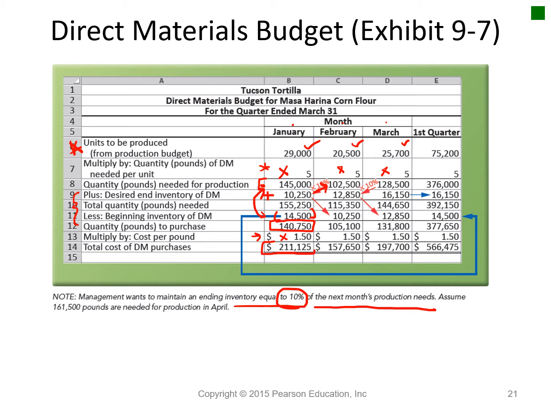Look at February. Again, we've already converted it, so we got 102,500 as our starting point. That's your production needs. To get your desired ending, you look at March's. So you take 10% of 128,500, that's 12,850. You add that to your production needs for February. That gives you 115,350. You subtract out the beginning. Remember, the beginning will be the 10% of the 102,500. You get a total purchase needs of 105,100. Multiply that by your cost. Last line here, last row, gives you your total cost for the month of February.